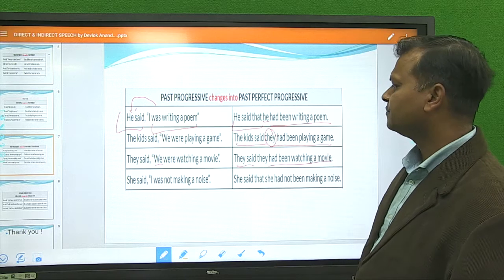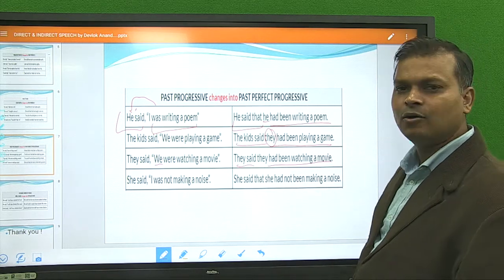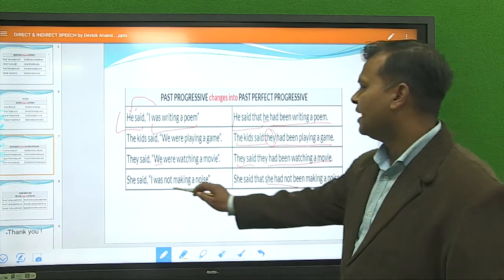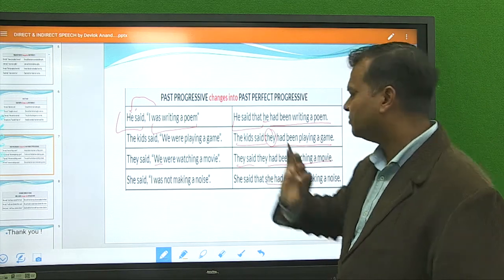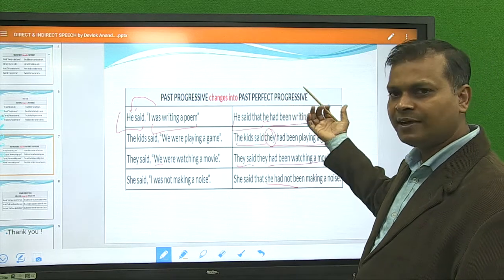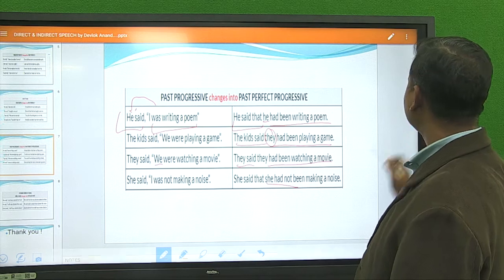Subject is "they," right? She said, "I was not making a noise," right, students? She said that she had not been making a noise. "I" is the first person and has changed according to the subject. In this way, students, we have seen that past progressive changes into past perfect continuous tense, right? Now let us see the next one.